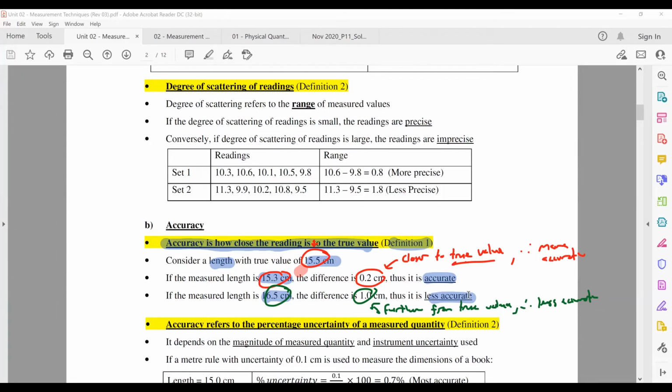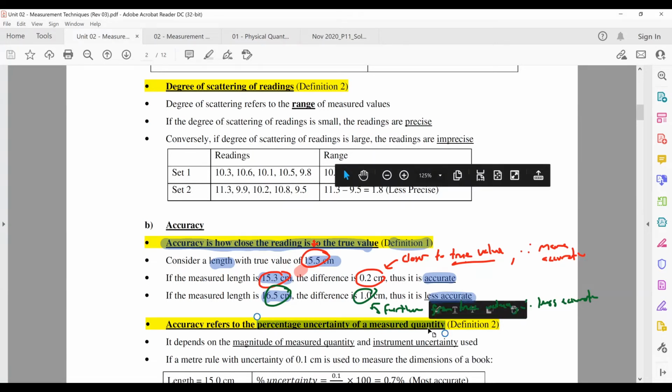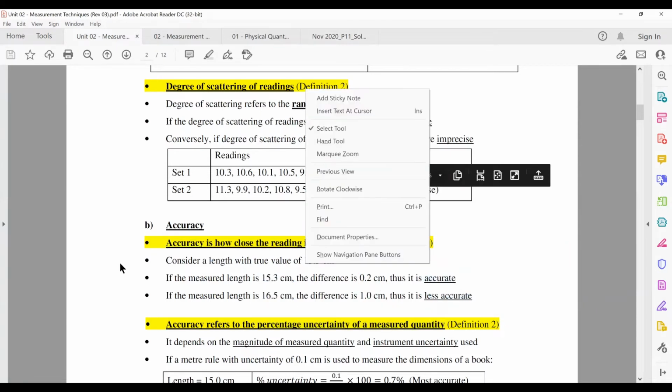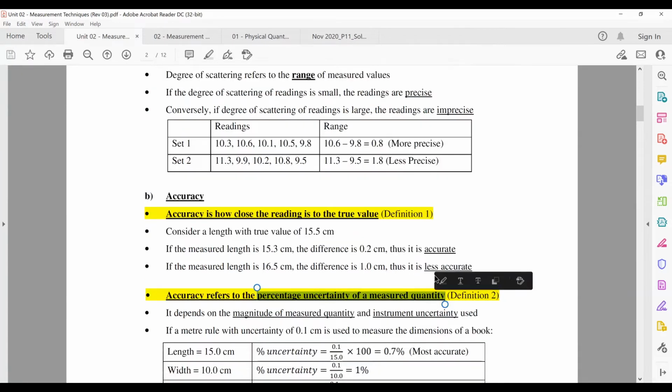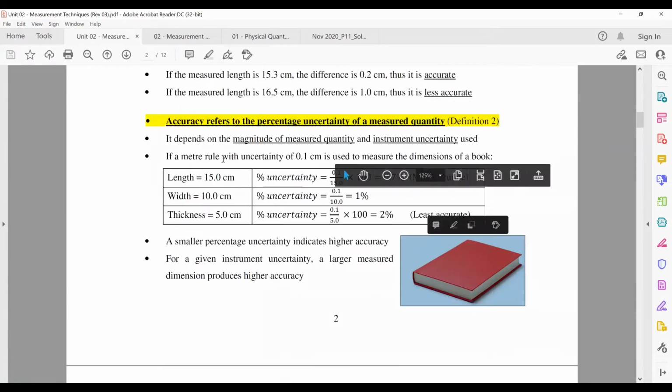There's also another way to define accuracy. Accuracy refers to the percentage uncertainty of your measured quantity. This is the least common way to define accuracy. This one is more related to what you will see in paper 3, your practical later on. So accuracy refers to the percentage uncertainty of a measured quantity.